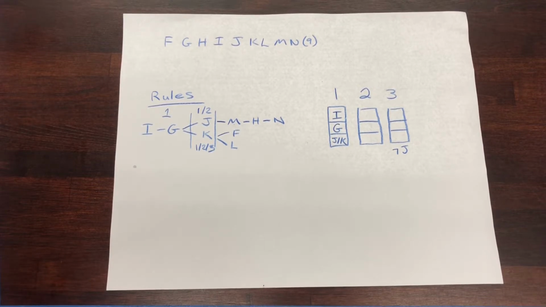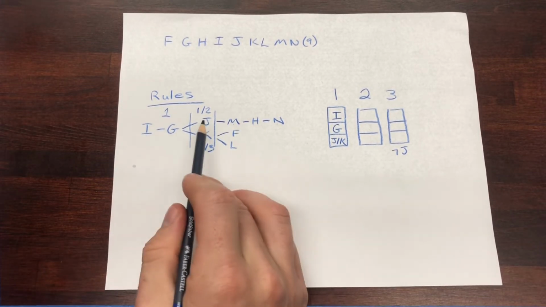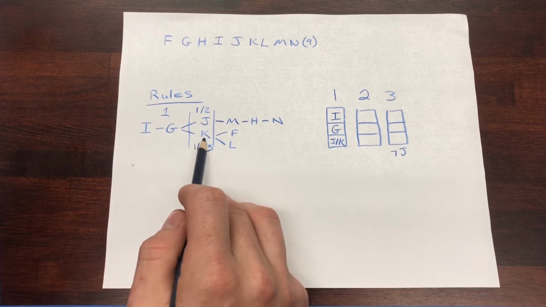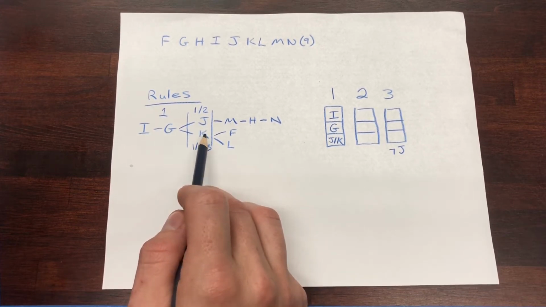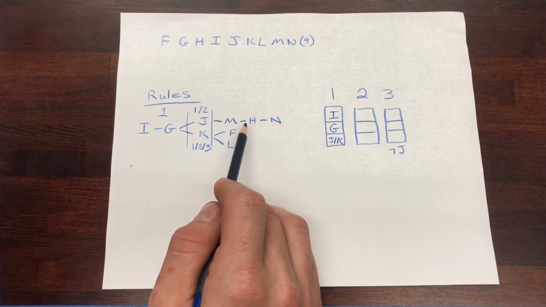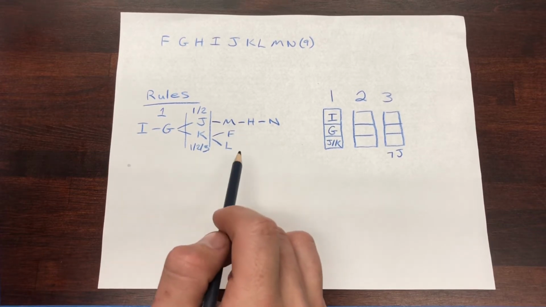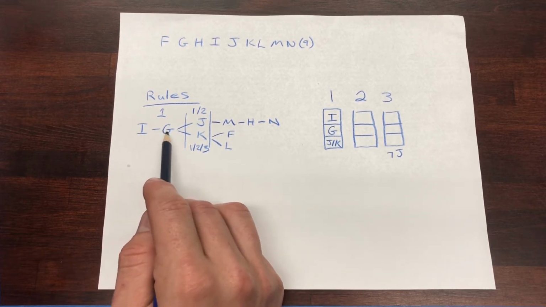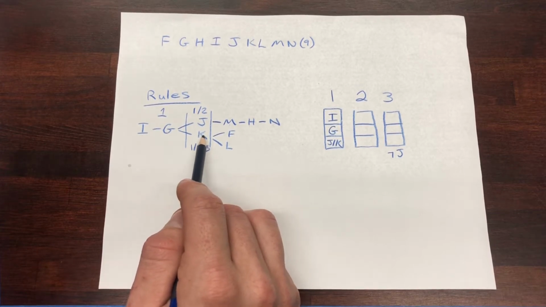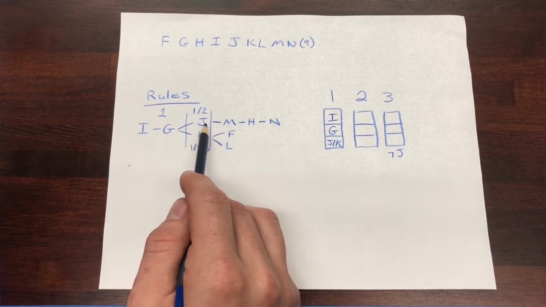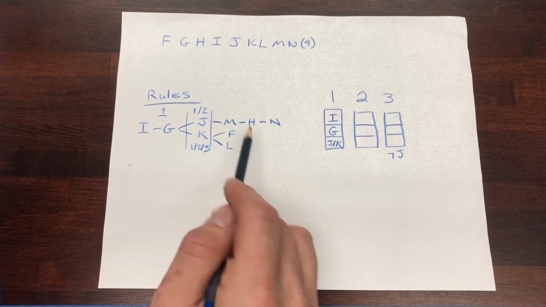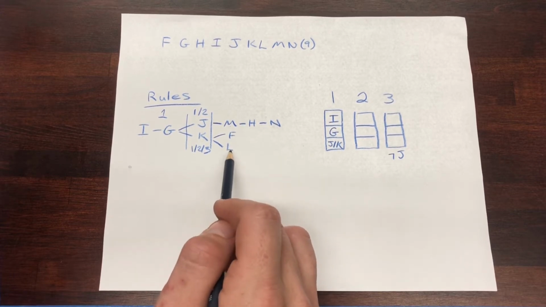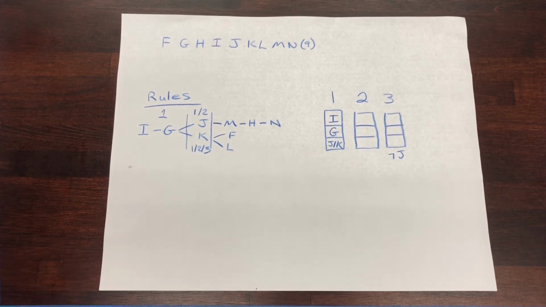C, H and J. Now if I have H and J in class 2, that means I have to have K in class 1. And if I have H, then I must have M. So I know that I, G, and K have to be in 1. J, M, H have to be in 2. And N, F, L have to be in 3. Answer 4 is C, and we're moving on.